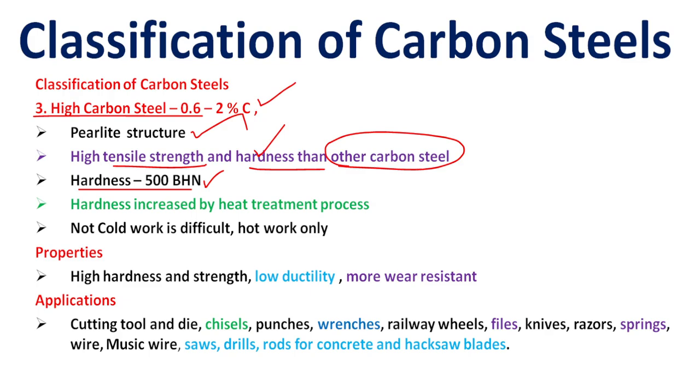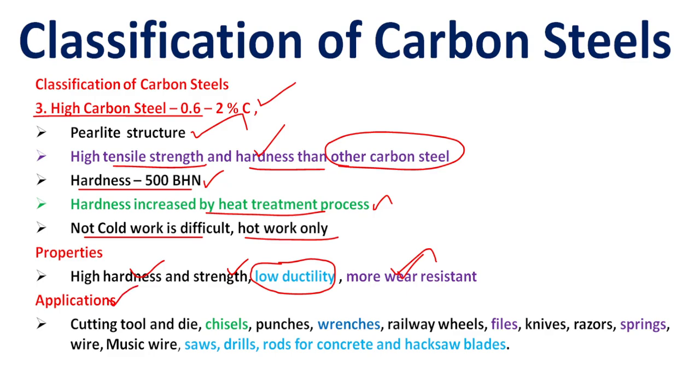The hardness is increased by heat treatment process. The hardness of medium carbon steel and high carbon steel is increased by heat treatment process. Cold work is difficult, so hot work is the only preferable one. So this is the high carbon steel material. Its properties are high hardness and strength, low ductility, and more wear resistance. Since the carbon content is high, the ductility is less, the brittleness increases, and the wear resistance also increases.